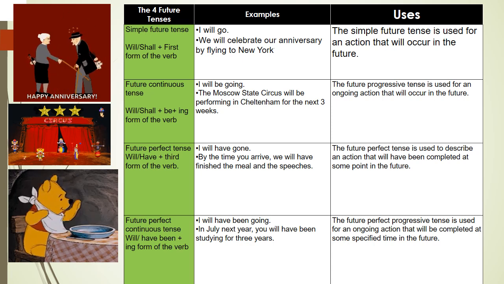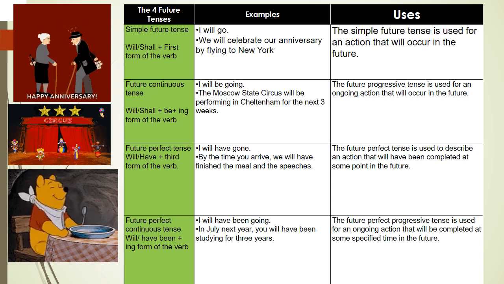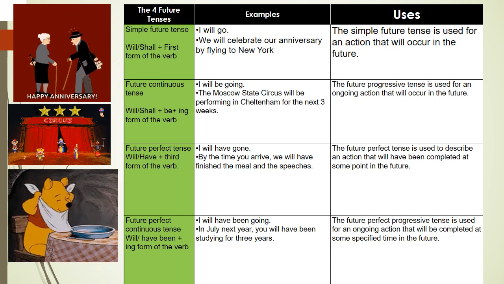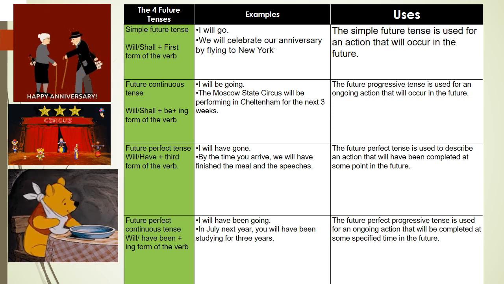Coming to the third category, children, future perfect tense. What are the rules? Very, very important. Because children, once you know the rules, it's very easy to frame the sentence. Okay. So will, have plus third form of the verb. So I will have gone. You see the rules. By the time you arrive, we will have finished the meal and the speeches.